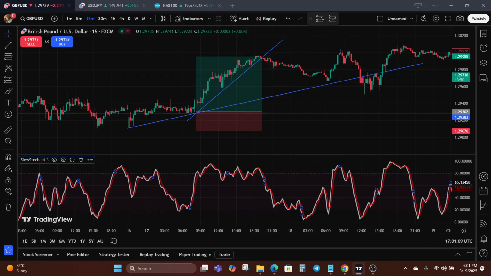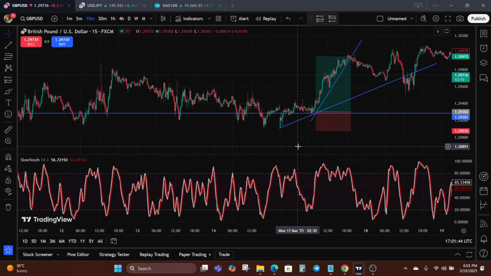Okay, so now let us go over two powerful strategies that you can use with the slow stochastic indicator. The first is the crossover strategy. Basically, when the percentage K line crosses above the percentage D line in the oversold zone, it could signal a potential buy opportunity. And when the percentage K line crosses below the percentage D line in the overbought zone, it may indicate a sell opportunity. But not every crossover means a trend reversal. So always look for additional confirmation.